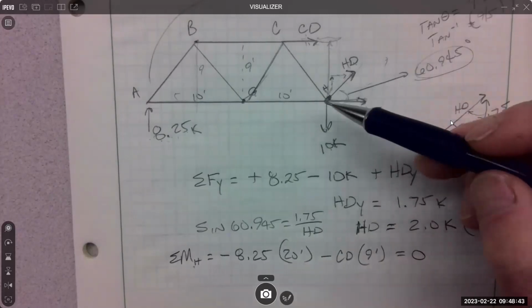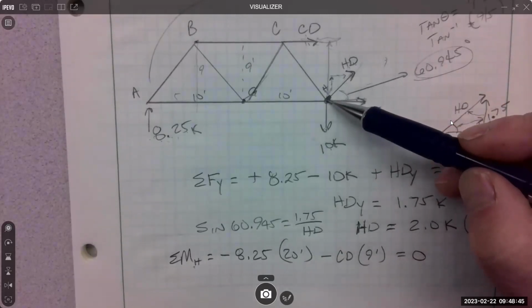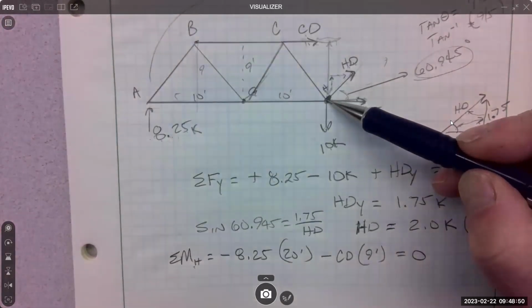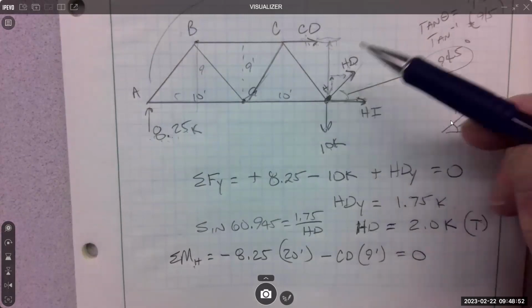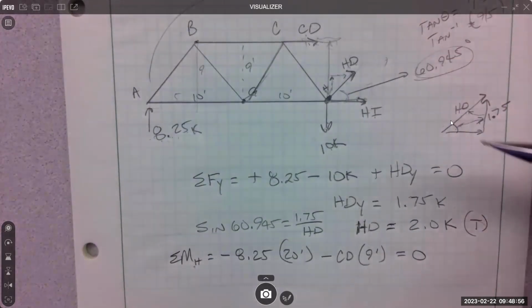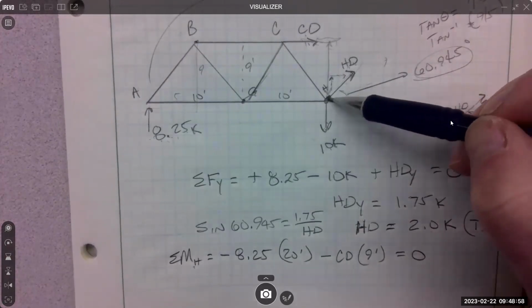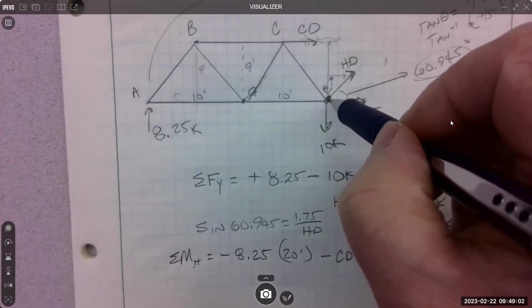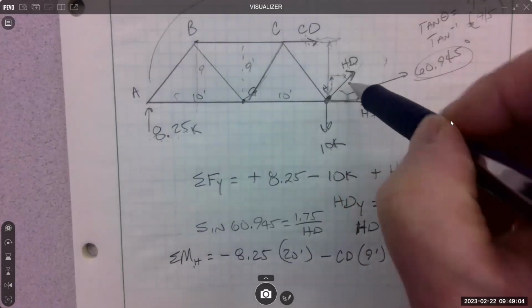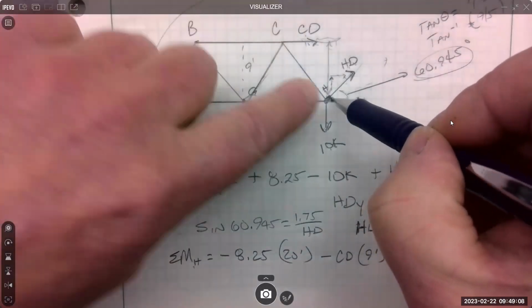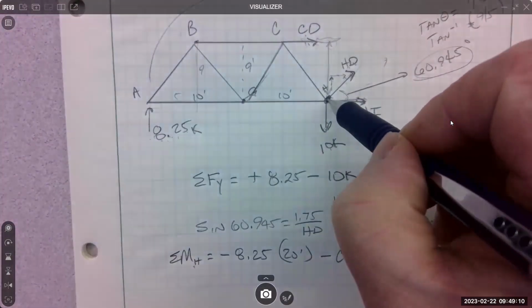Moments about H. How come there are only 2? How many forces are on this truss? Actually, there's 1, 2, 3, 4, 5, right? But if I do moments here, what drops out? Anything that goes through that point drops out when I do moments. So drop out, drop out, drop out. That means I only have these 2 creating rotation about that point.